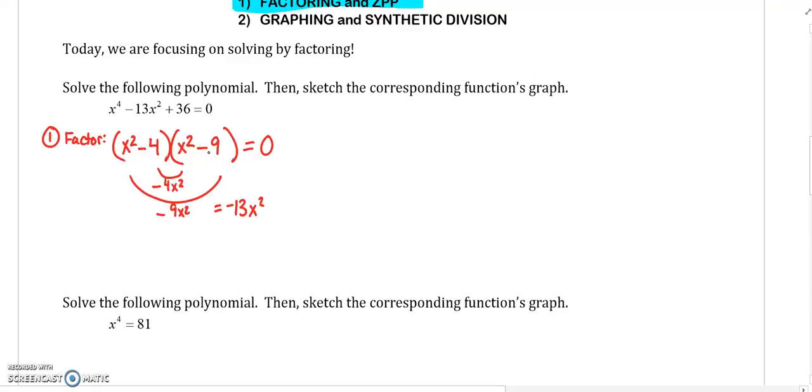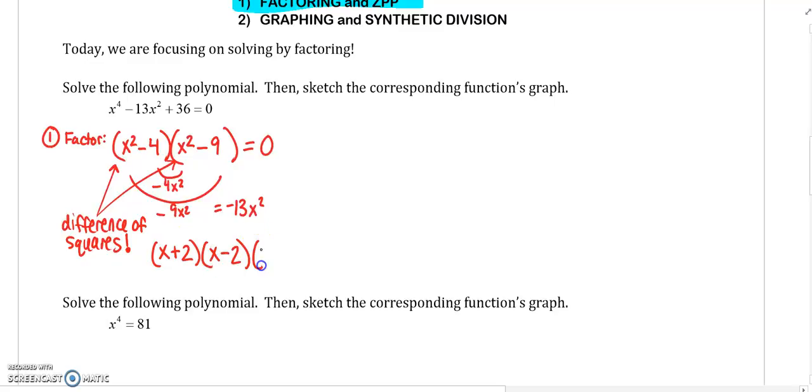Okay. But now we got to remember what else we talked about yesterday. And what else we talked about is that sometimes you can keep going, right? In this one, both of these are actually difference of squares. Did you notice that? It's okay if you didn't, but right now we should start getting into the habit of checking if you have anything left that you can factor. Right? Since both of them are difference of squares, I can factor both of them. x plus 2 times x minus 2. And then x plus 3 times x minus 3.